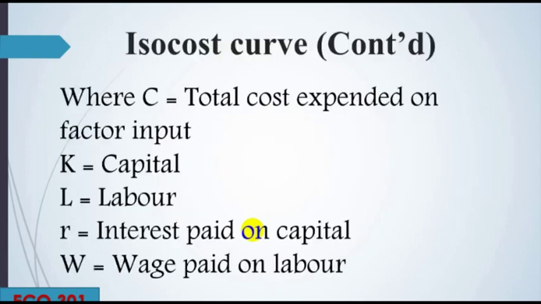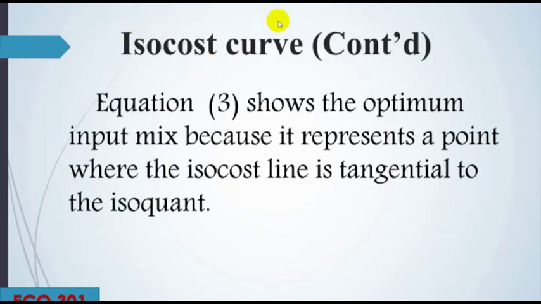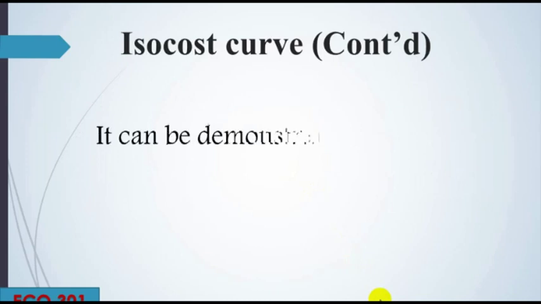Equation 3 shows the optimum input mix because it represents a point where the isocost line is tangential to the isoquant. It can be demonstrated geometrically as follows.